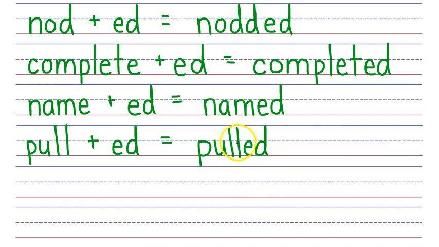Now this isn't a D, and this isn't a T, and so ed is going to either say D or T in this type of word. In this case, it says D.